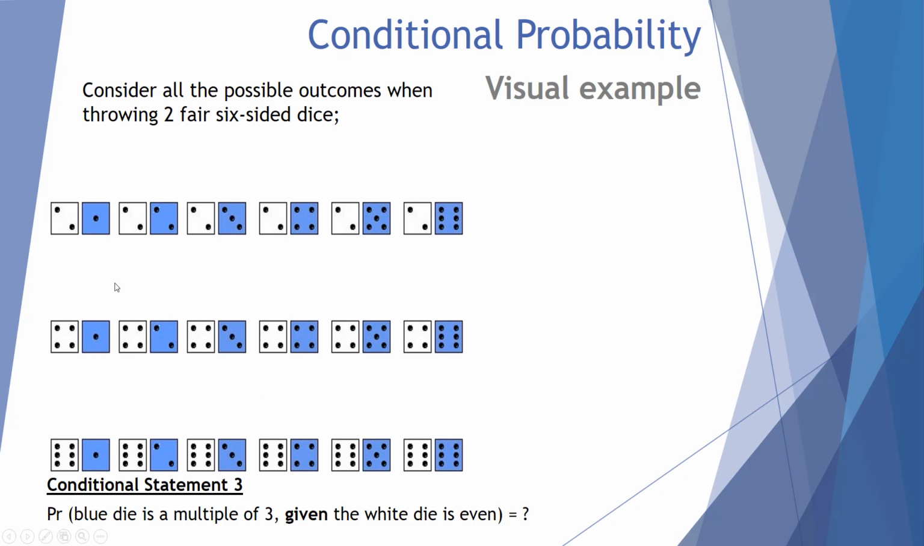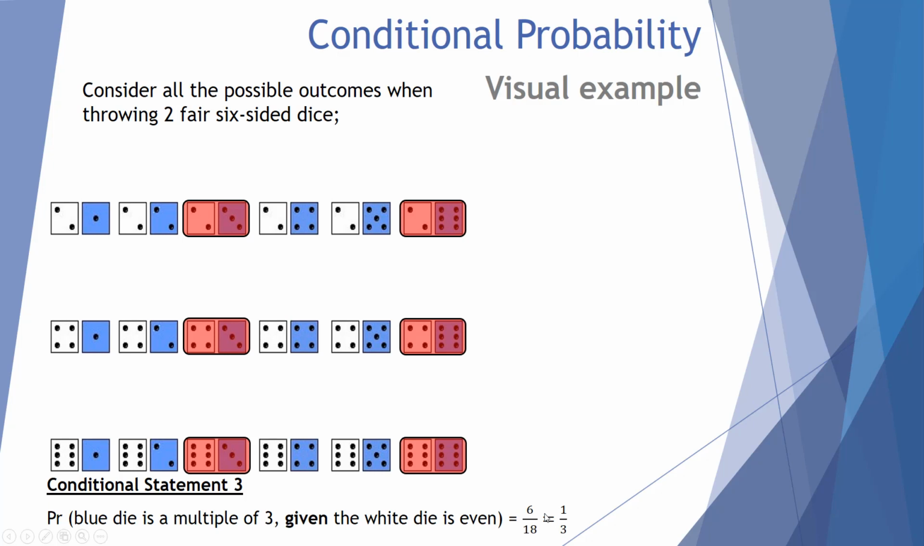So first of all, let's remove all the white dies that are odd, and here's our white dies that are even. So we've got 2s, 4s, and 6s. Now we're looking for the blue die as a multiple of 3. So there's 3 and a 6, 3 and a 6, 3 and a 6. So now we have 18 possible outcomes with 6 successful outcomes. So 6 out of 18 is 1/3. Now that is different to the half that we had before when these two conditions were reversed. So these are conditional statements looking at visual examples.